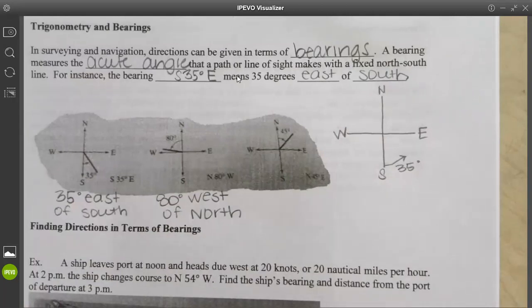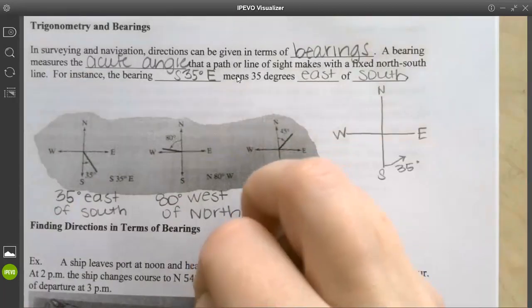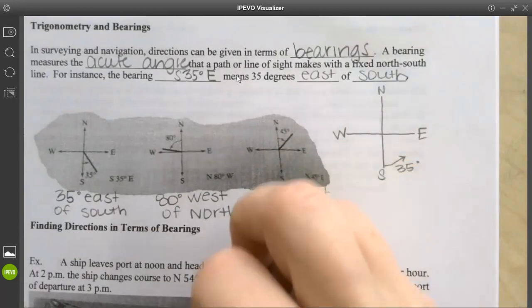All right. So look at the next one. What's your degrees? 45 degrees. We're headed east from north.